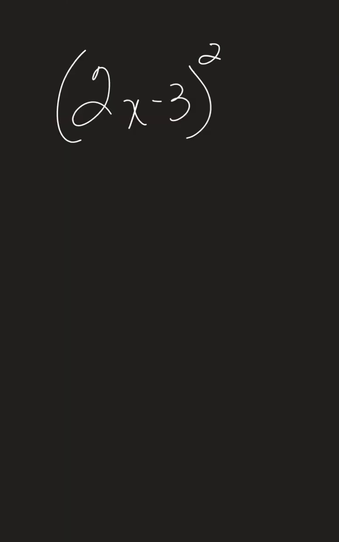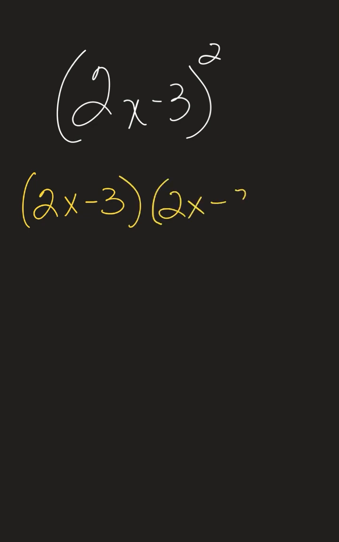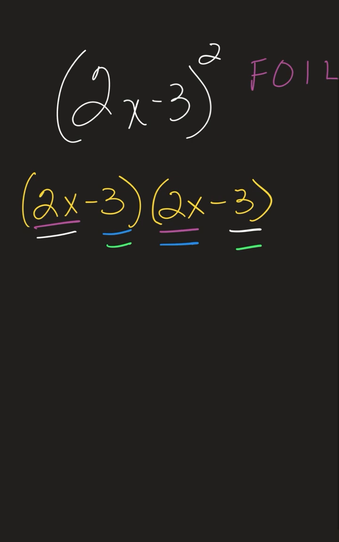All right, so let's do a problem. So we start out by writing our binomial twice because we're squaring it. Remember, we're using the FOIL method. First, outside, inside, last. So we have our first terms, our outside terms, inside terms, and last terms.